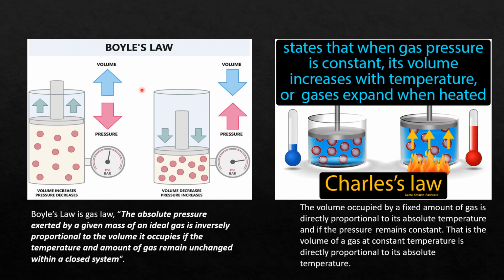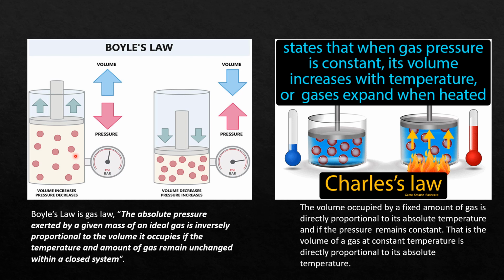This is Boyle's law. So you can see here there is a cylinder with piston. Here also a cylinder with piston. What is happening in between these two? Here the pressure is less, whereas here we are applying more pressure. When there is more pressure, automatically the volume of gas decreases and pressure increases. Here the volume increases and pressure decreases.